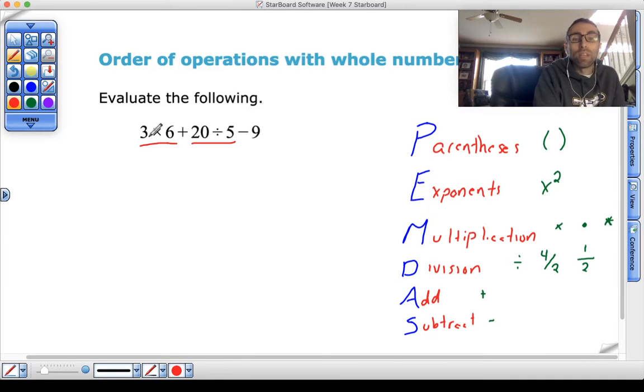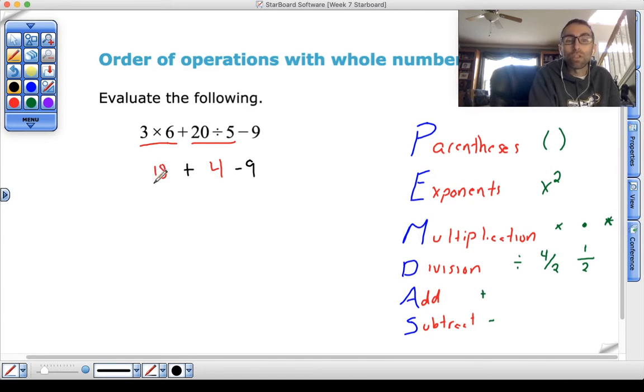So I'm going to write down 3 times 6. I get an answer of 18. Next to it, I have my 20 divided by 5. 20 divided by 5 is 4. And now I'm left to copy down everything I did not use. I did not use this addition symbol, so I'm going to bring that down. I did not use this minus 9, so I'm going to bring that down. So now we've covered all the multiplication division. Now we need to do all the addition and subtraction from left to right.